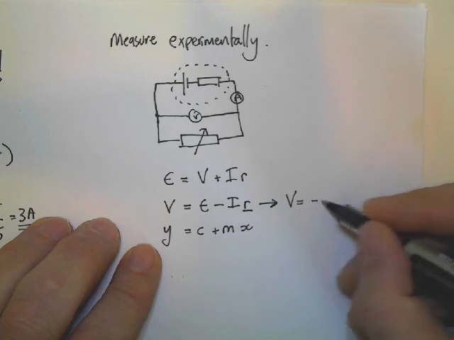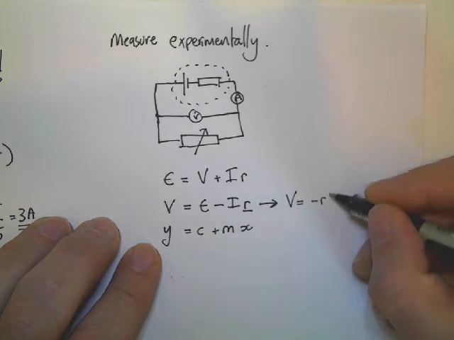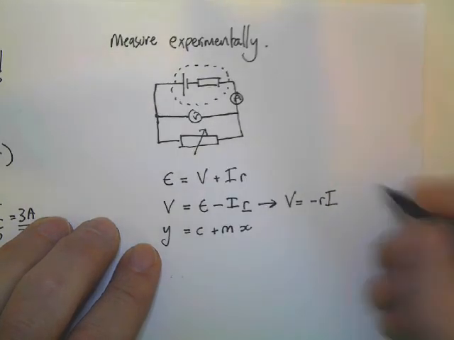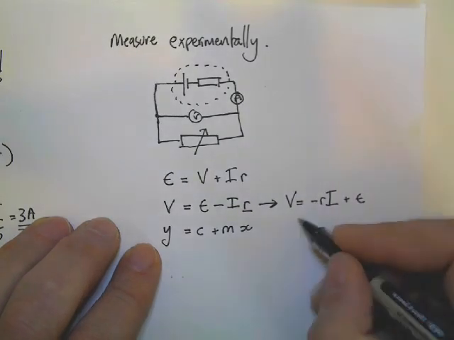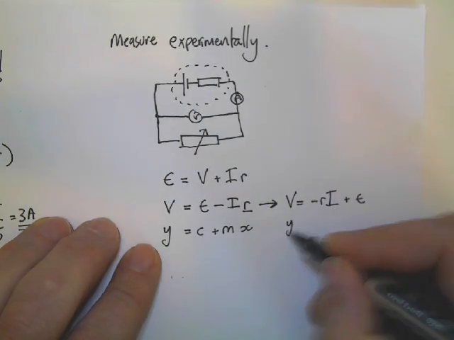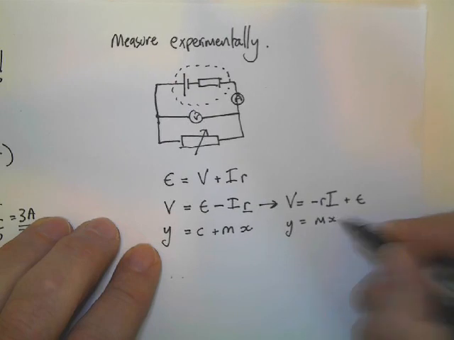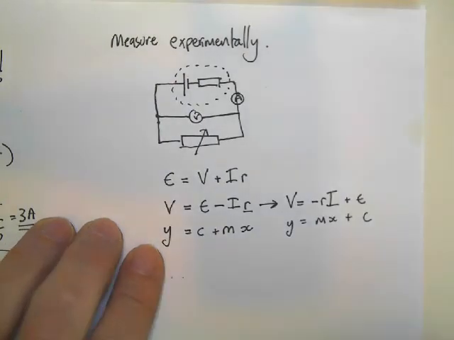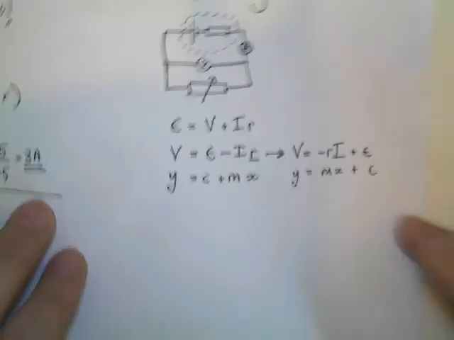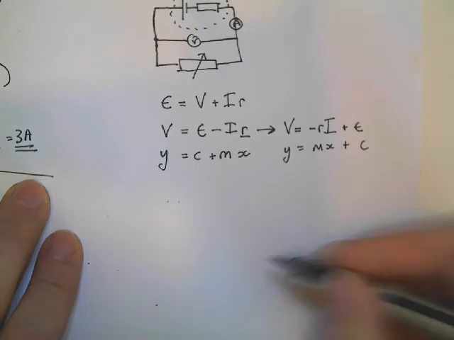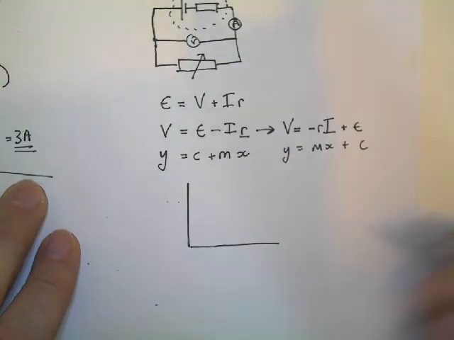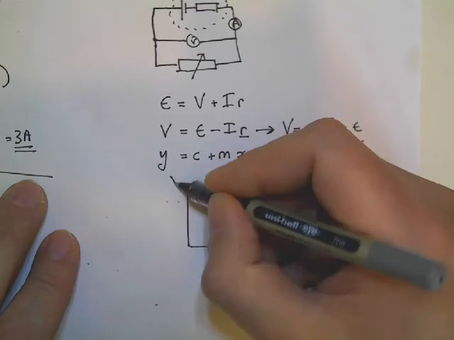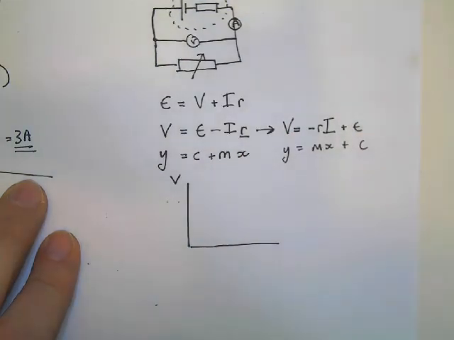I'm going to write it again over here, just exactly the same equation. So V equals minus rI, that's that bit, plus the EMF. That does look a little bit more like y equals mx plus c. That might help you, that might not help you at all, sorry.